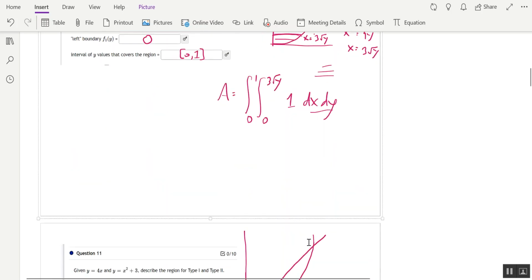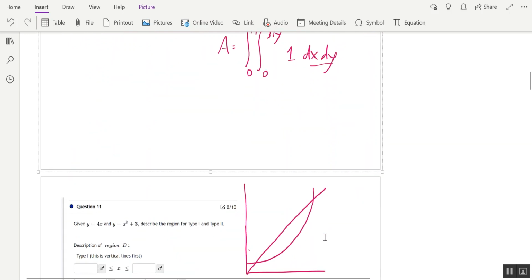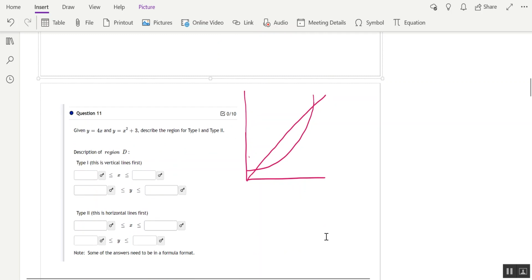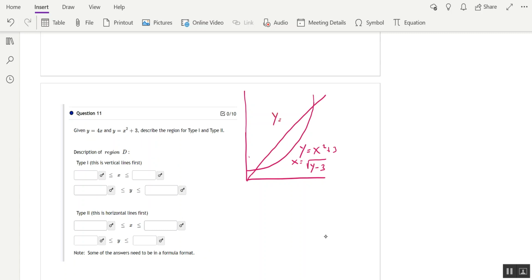Okay, next one, y is 4x and y is x squared plus 3. Describe the region for type 1 and type 2. So type 1 is vertical lines first. And so let's see. I've already given us a little sketch of the graph here. This is the parabola down here, y equals x squared plus 3. And then when we do the horizontal lines first, we're going to solve for x. So if you solve for x, you get root y minus 3. This is the line up here, y equals 4x, and we'll also need it in the form x equals y over 4.